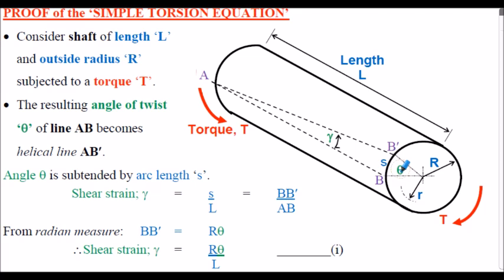That refers back to this diagram here. So the longer the length L, the larger the angle of twist theta.